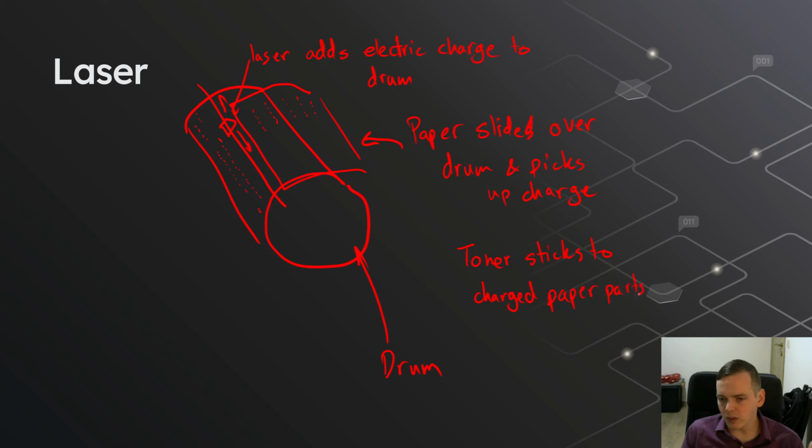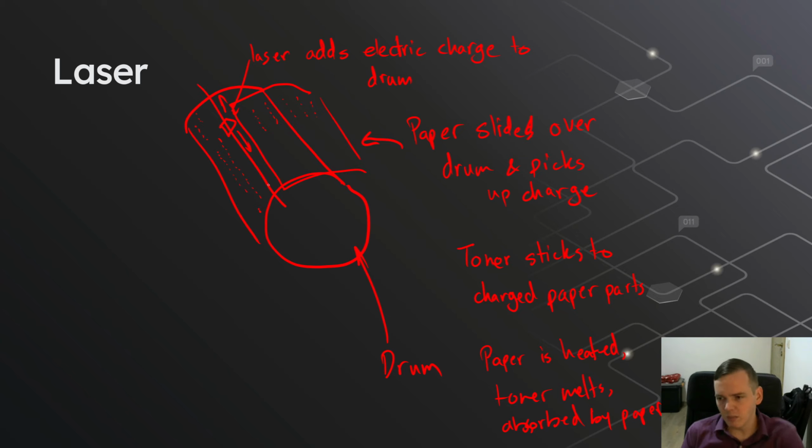And wherever there was a charge on the paper, you'll have toner stick. And then finally, the paper is heated. The toner melts, absorbed by paper. You can take a look at some videos or illustrations of this and you'll see it much more clear, but that's the idea.